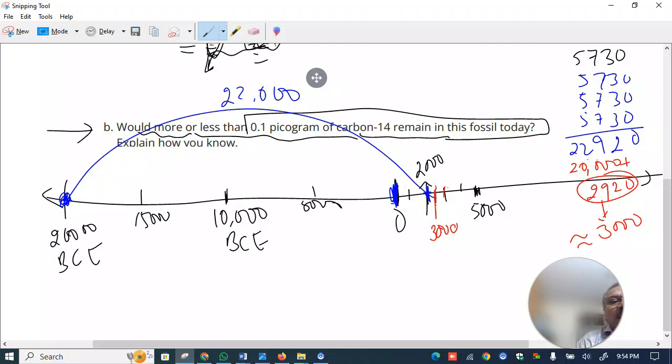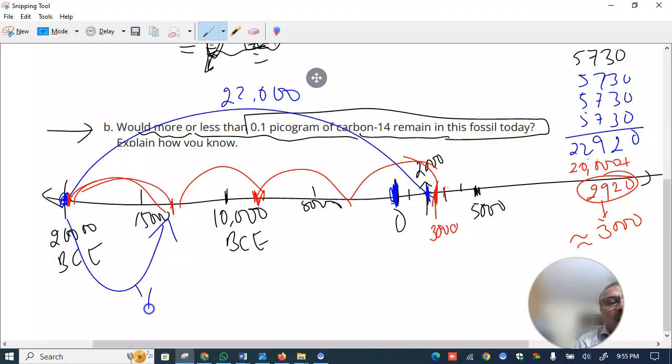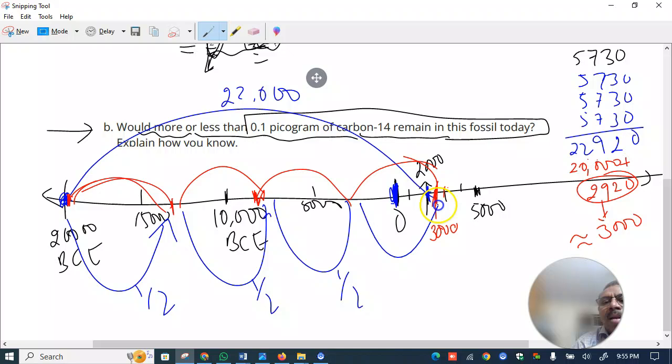So I have to break this into four pieces. From here to here, I break this into four: one, two, three, and four. So you can clearly see that the decay factor from here to here will be half. Then again you multiply by half, again by half, and again by half. That's 1/16th, so the decay factor is 1/16th.